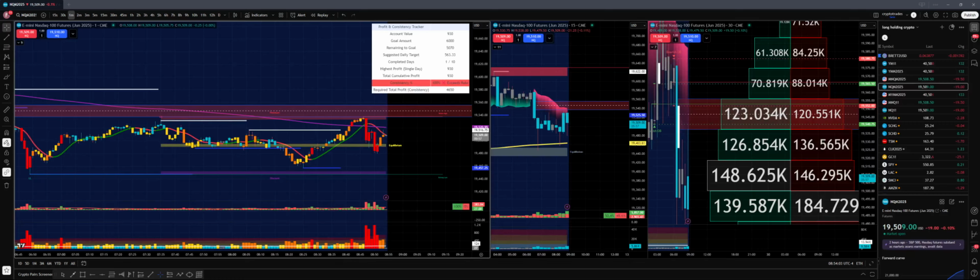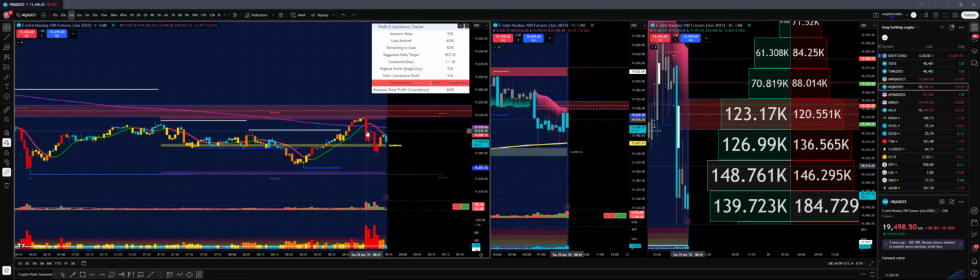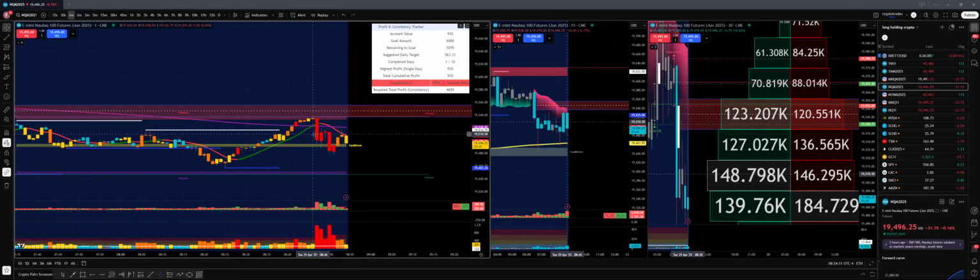I did make some money already. I saw a great opportunity this morning, so I did take a trade not too long ago, right off of this area right here, as you guys could see.